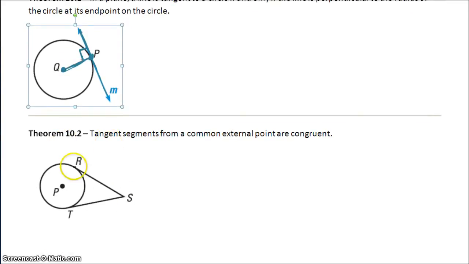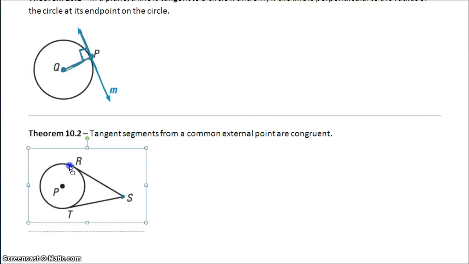Now we can use theorem 10.1 to make theorem 10.2. If I have two lines of tangency from S to R and from S to T, I can connect the two radiuses P to R and P to T, and both of those radiuses will be perpendicular to the lines of tangency. And since PR and PT are radiuses, and all radiuses are going to be congruent to each other, I can mark PR congruent to PT.